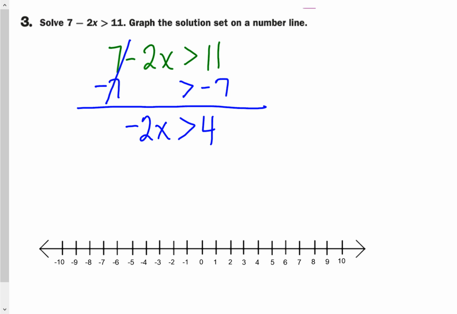Now our variable x is being multiplied by negative 2. So I'm going to divide by negative 2 on both sides of the inequality.